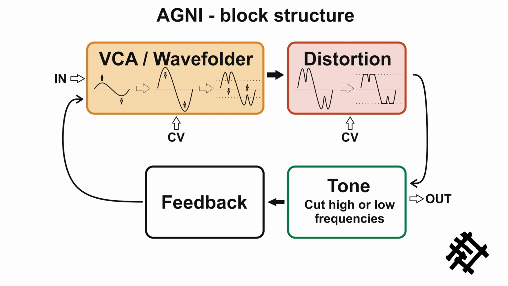The first block is a voltage controlled amplifier and wavefolder. Then the signal goes to voltage controlled distortion. After distortion, the signal goes to the passive tone control, with which you can cut the low or high frequencies. And the last block of our module is feedback, which sends the processed signal again to the AGNI input. Further, I will show each module function step by step.